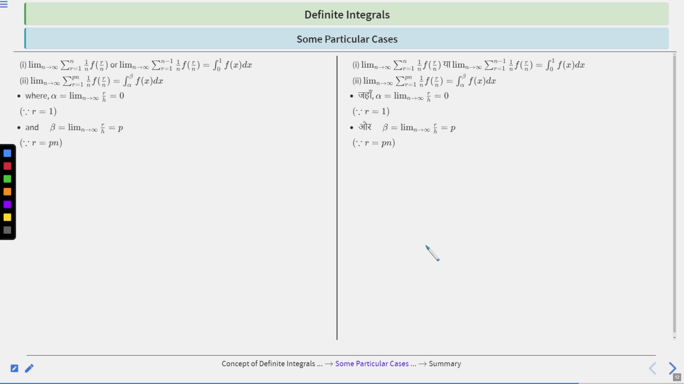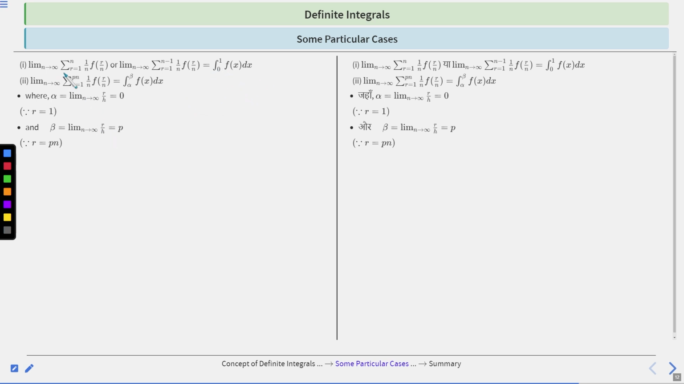Next, let's move to some particular cases of this result. Case 1: limit n tending to infinity of the summation of r equal to 1 to n of (1 by n) f(r by n), or limit n tending to infinity of the summation of r equal to 1 to n minus 1 of (1 by n) f(r by n), is equal to the integral from 0 to 1 of f(x) dx.